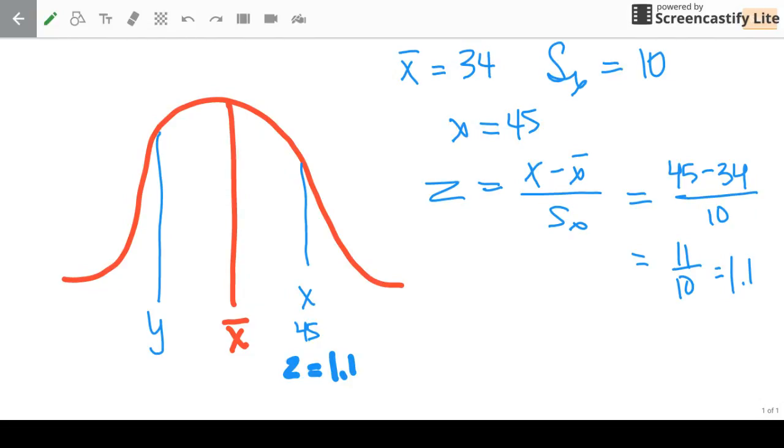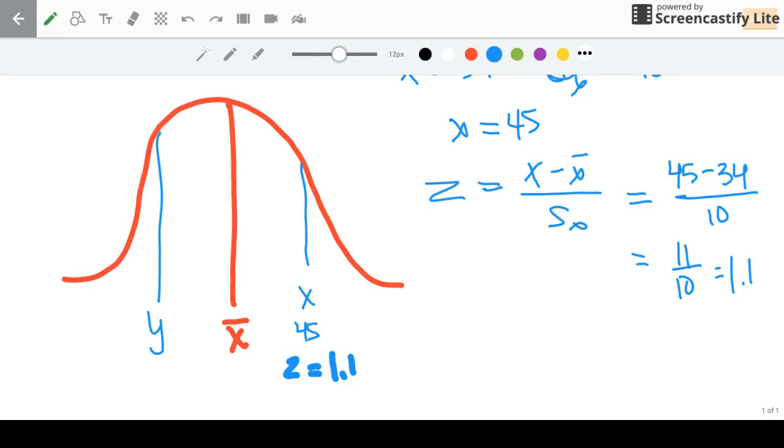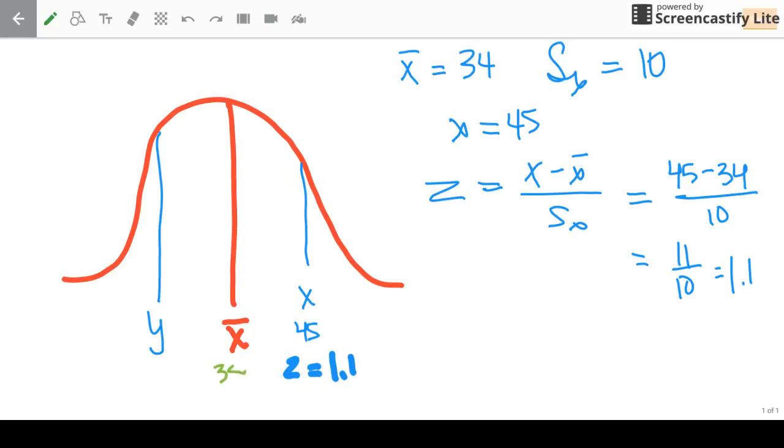And this seems very reasonable as far as an answer, because if I go back to what we've been doing, so I'll do these in green. So if I let this be 34, and then I add 10, this would be my one standard deviation. This would be 2 standard deviations. This would be 3 standard deviations.